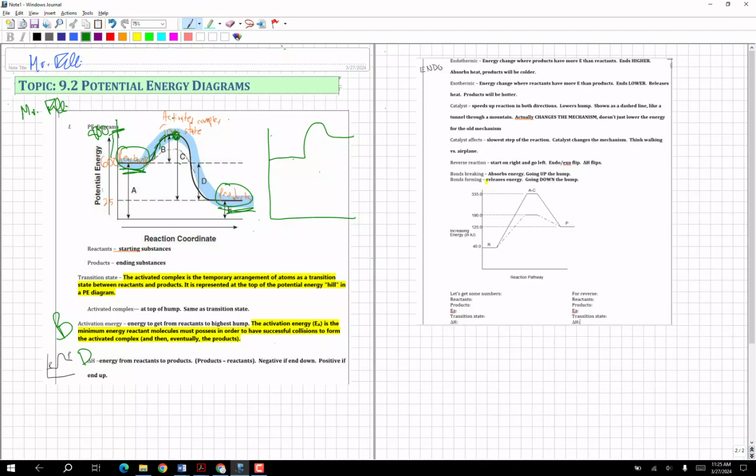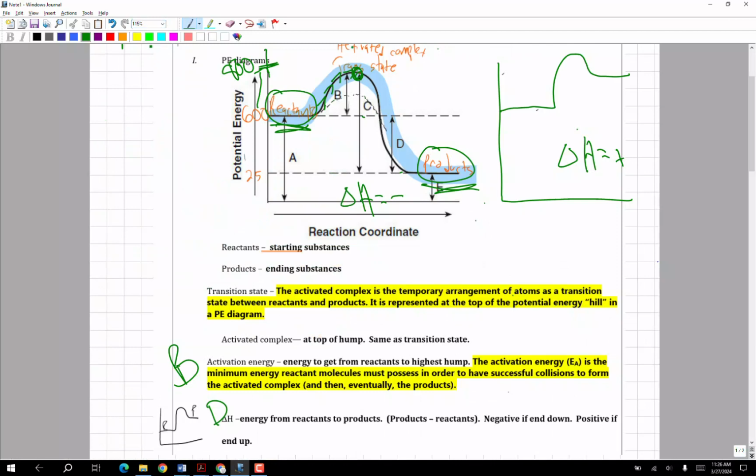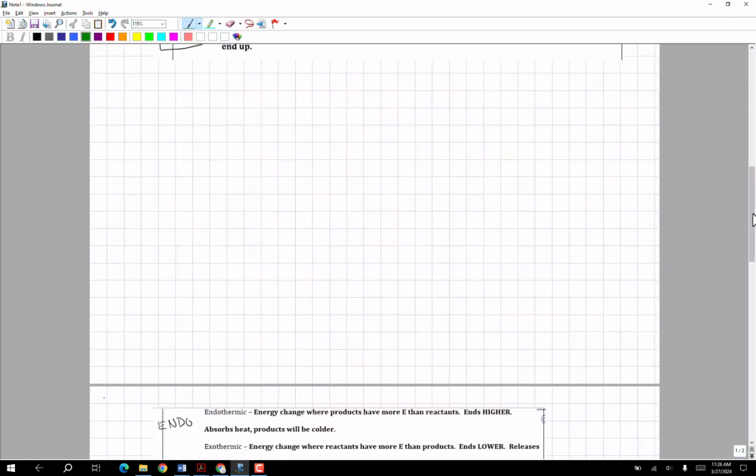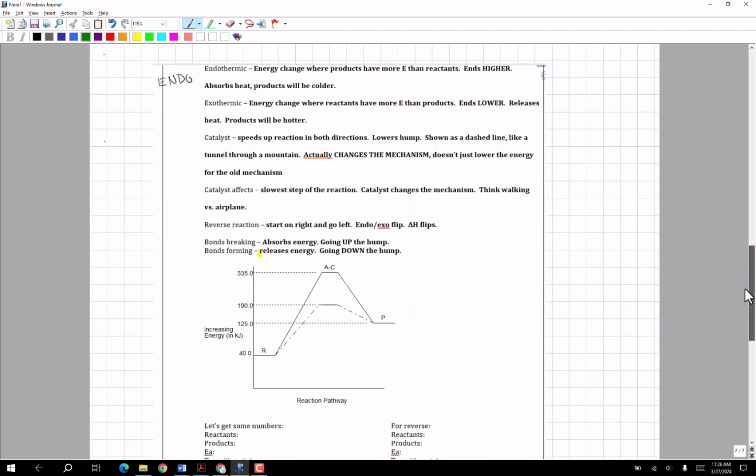Negative if it ends down. This would be exothermic, right? Delta H is negative. And this one right here, delta H, would be positive. Okay. And that's pretty much the big part of it. Let's go back up to our 115 and let's do some sample problems with it, okay?